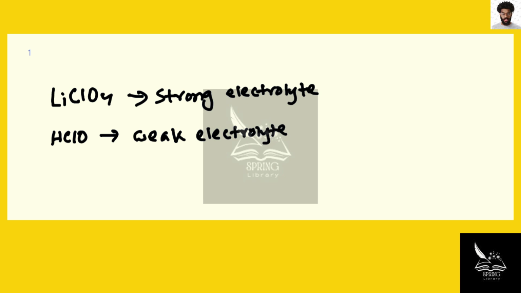And then we have propanol, which is CH3CH2CH2OH. And propanol, since it's an alcohol, is not ionized at all in its aqueous solution, it just dissolves as a neutral molecule in the water. That means it's a non-electrolyte.